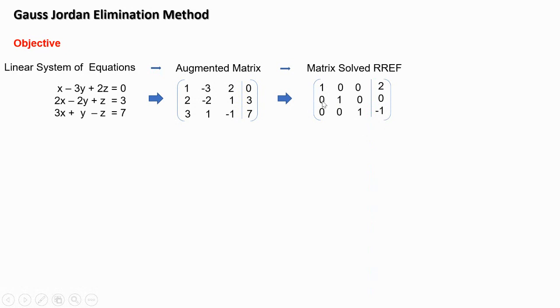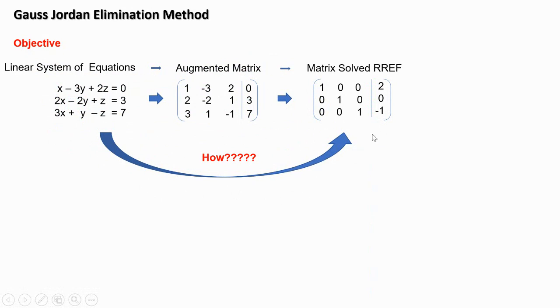The second equation means 0x plus 1y plus 0z equals 0. So in other words, y equals 0. And lastly, we have 0x plus 0y plus 1z equals negative 1, which simplifies to z equals negative 1.